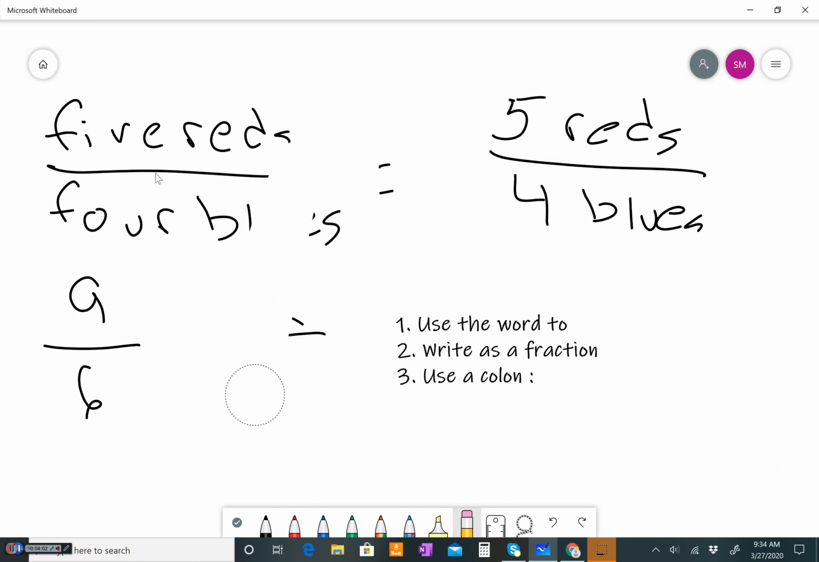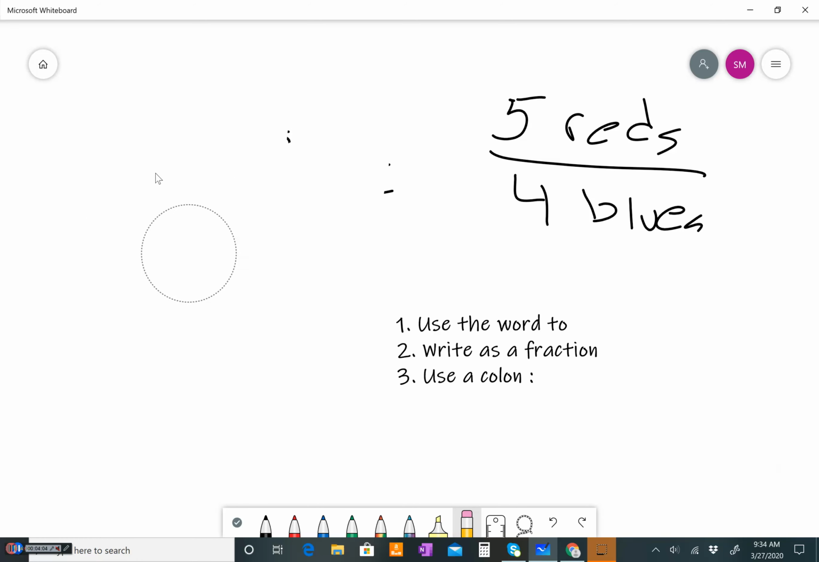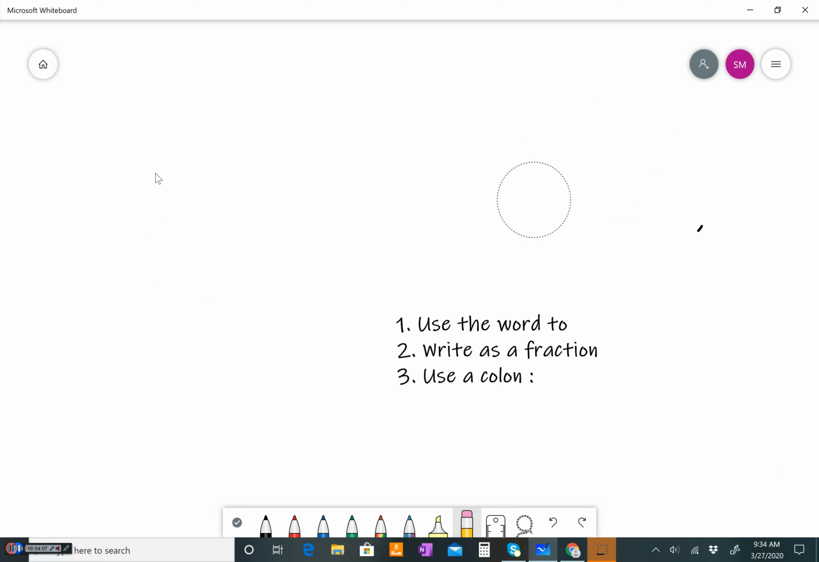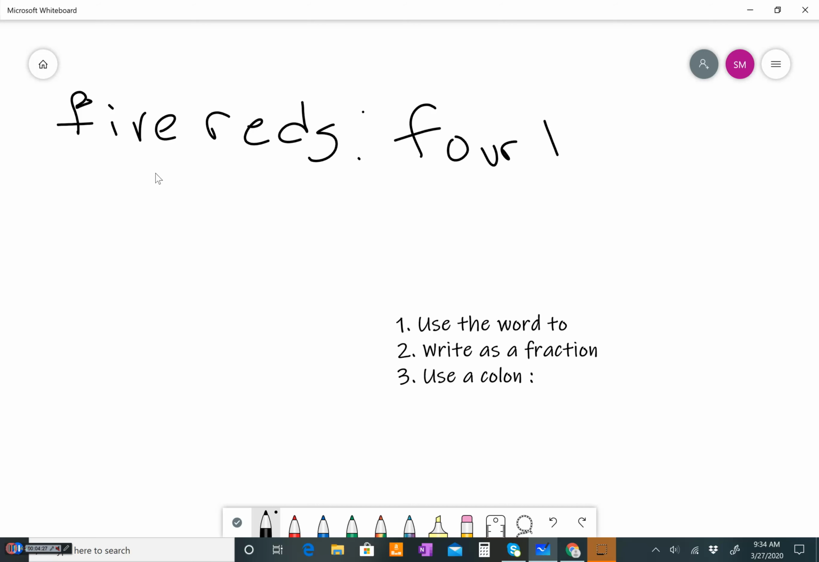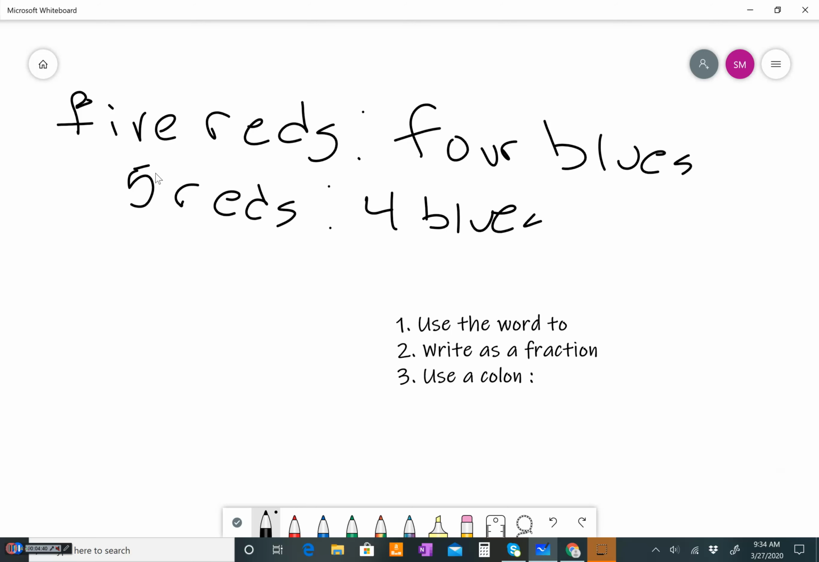And then the third way was using the colon. So the colon, remember, is those 2 dots. So 5 reds to 4 blues. In using the word form, we have the 5 reds, colon, dot, dot, 4 blues. Okay. Again, I would also accept the number 5, dot, dot, the number 4. I would accept either one, because that means the same thing.